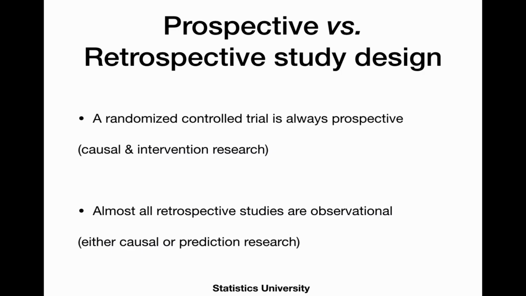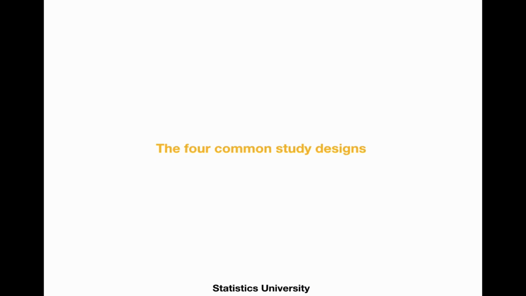Two additional points are that a randomized controlled trial is always prospective. However, almost all retrospective studies are observational. And by definition, a randomized controlled trial is causal and intervention research, and retrospective studies are observational but can be either causal or prediction research.